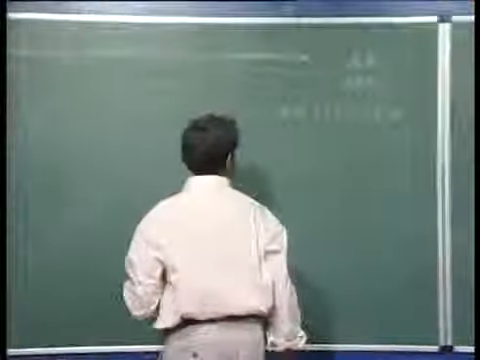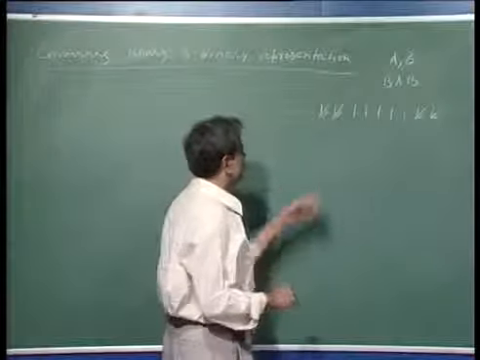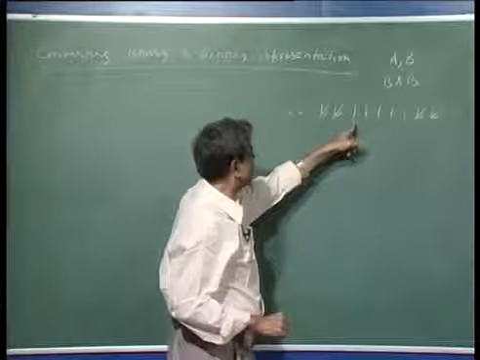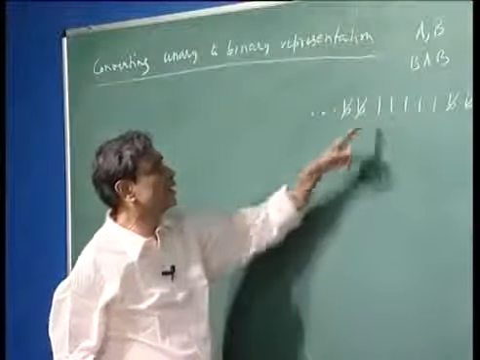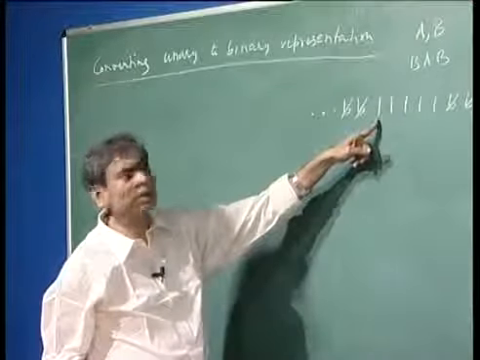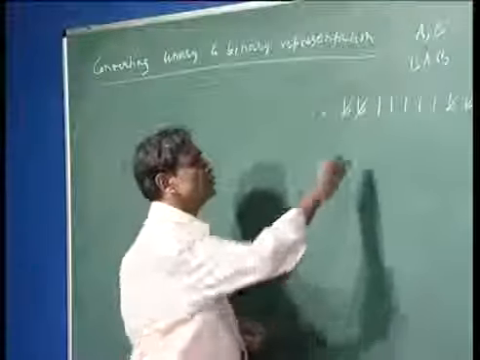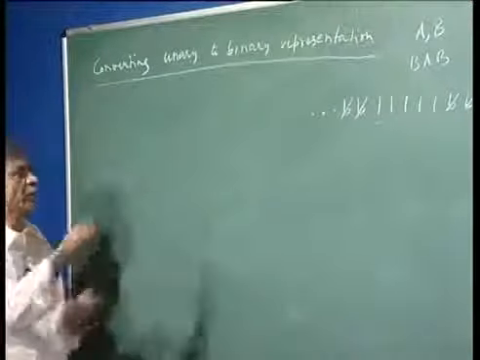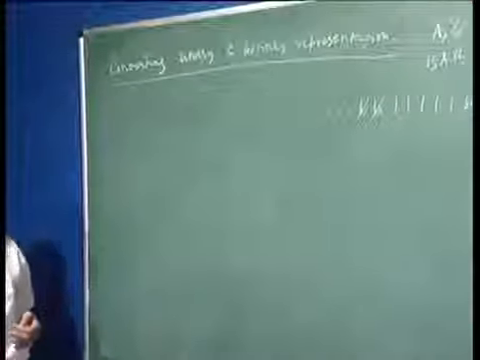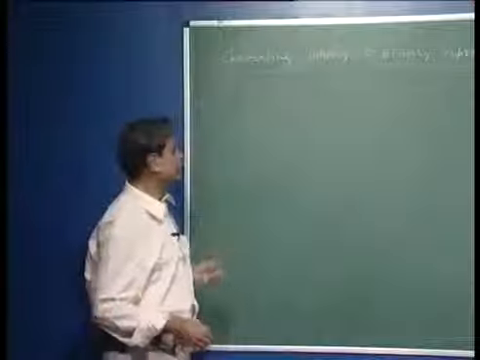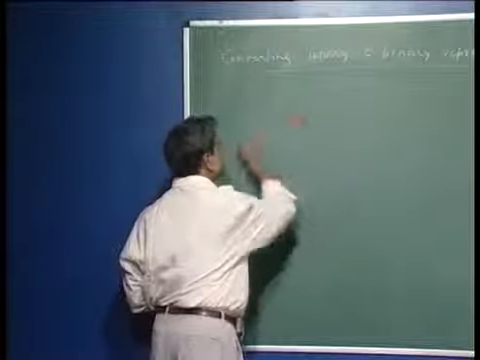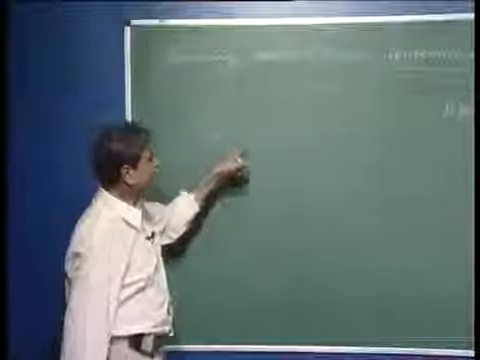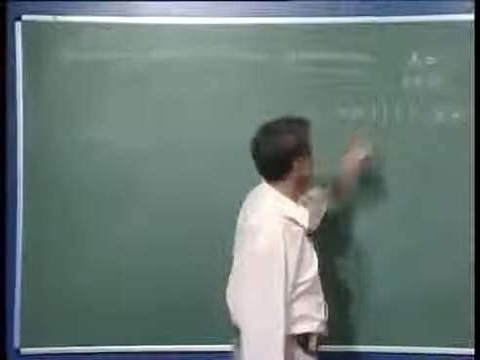We have the convention that our Turing machine will start at the leftmost one of this input string. So the Turing machine will start here scanning this particular symbol. Let us see how we can carry out the strategy by means of a Turing machine. Let us say this is the initial state, and in this initial state it is scanning this leftmost one.